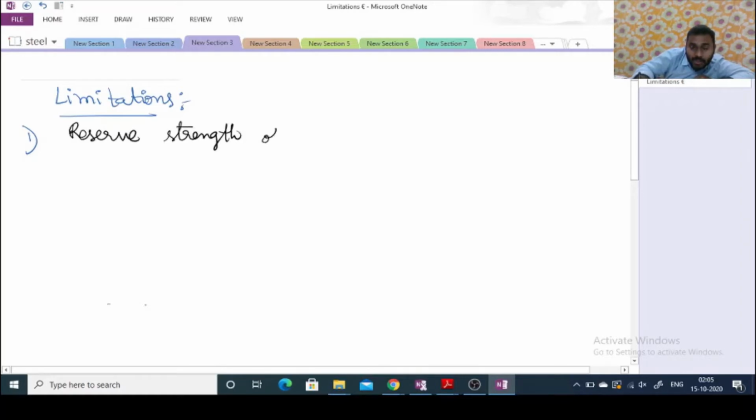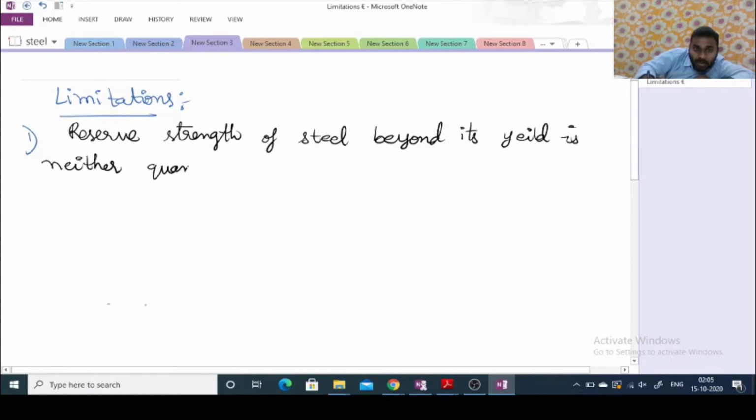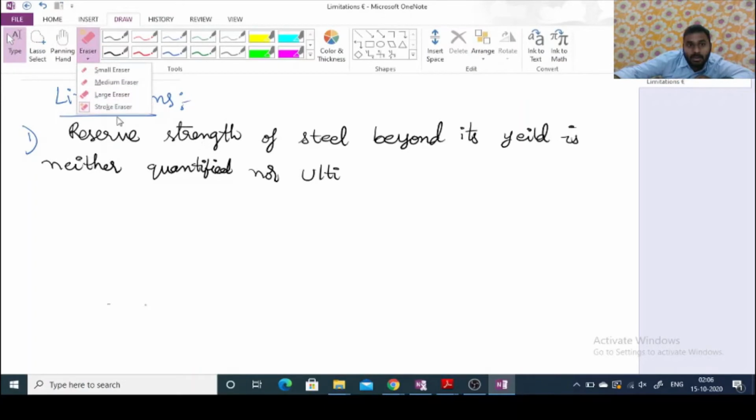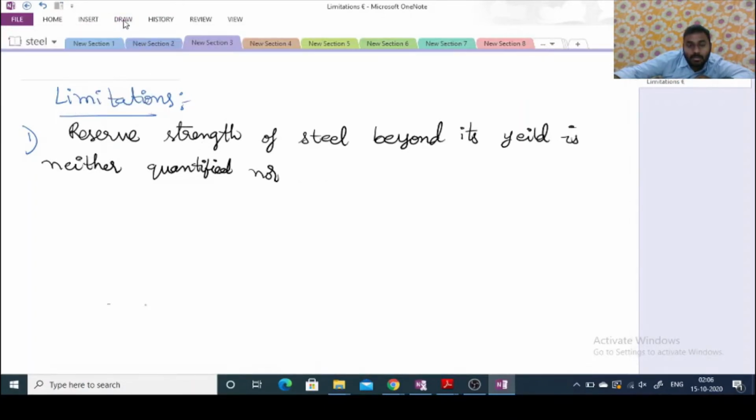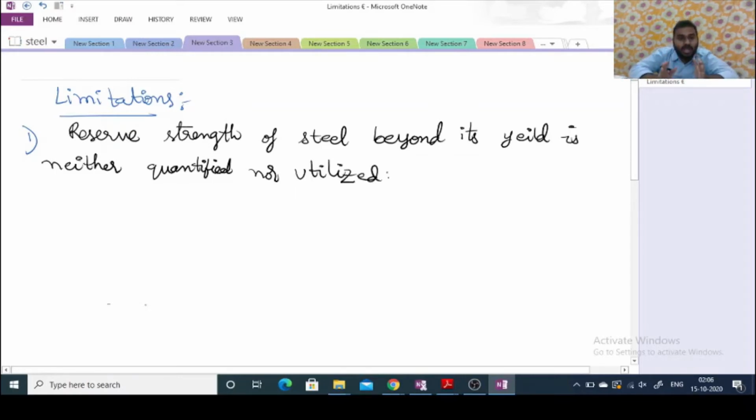Reserve strength of steel beyond yielding, beyond its yield, is neither quantified nor utilized. As I said, this is the major drawback of this method of design.